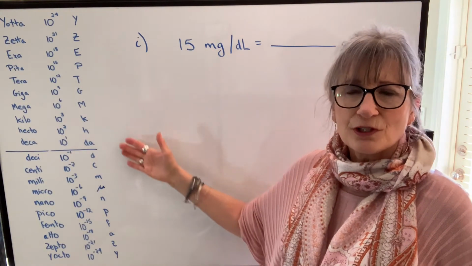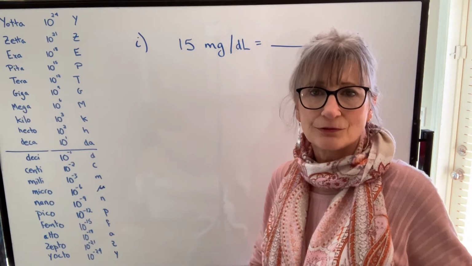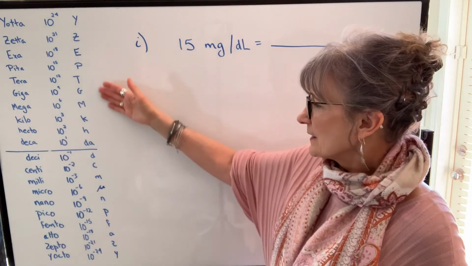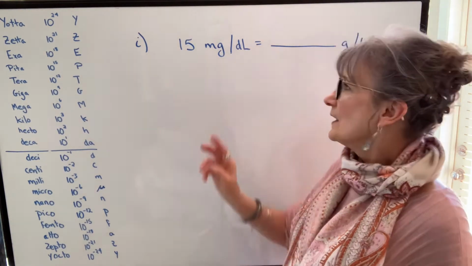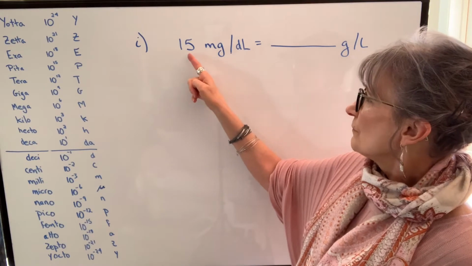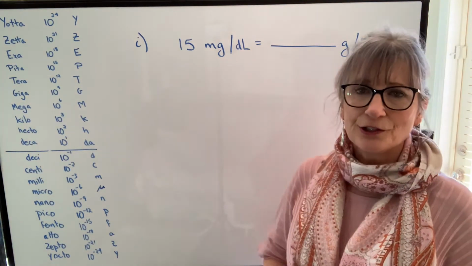Have all of your metric prefixes handy. I'm sure that you can print them off from the internet, and refer to these when we're doing these questions. I'm going to start off with a concentration of 15 milligrams per deciliter, and I'm going to change that to grams per liter.